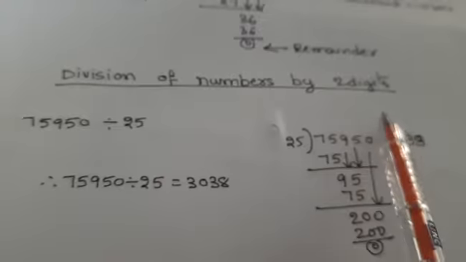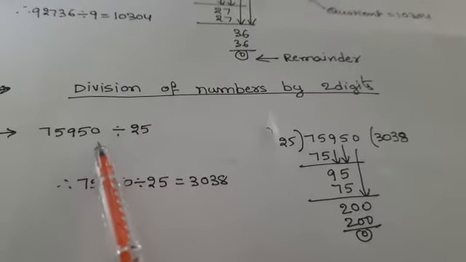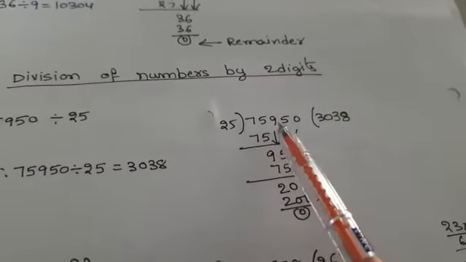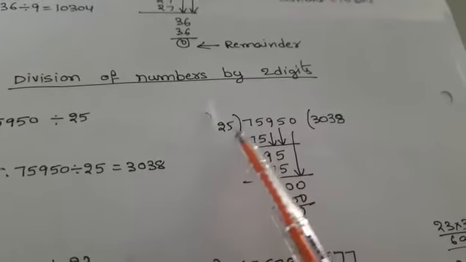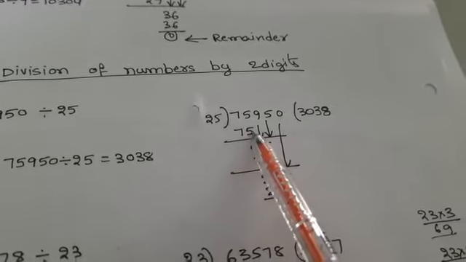Next, division of numbers by 2 digits. See here 75,950 divided by 25. So here 25 into 75,950. How many times will it go here? 25 3s are 75. All of you know that.